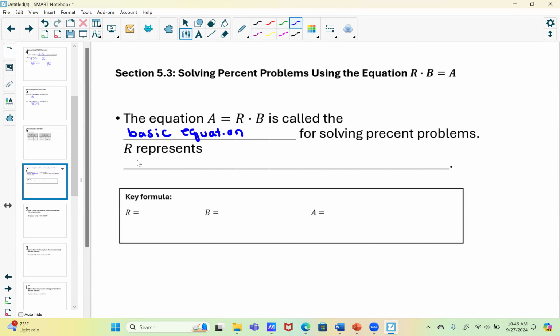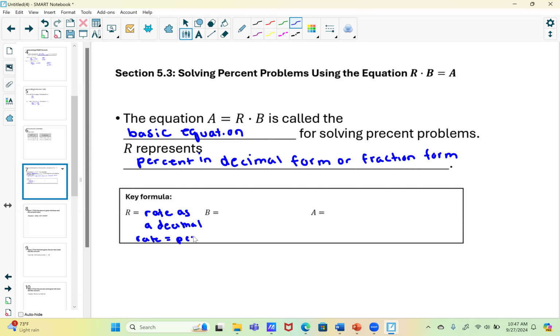Okay, and R represents the percent in decimal or fraction form, and we mostly will do decimal form. So it means we're dividing the percent by 100 to change it out of percent form. This equation helps us figure out whether we multiply or divide when taking percents of numbers. So the three parts are: R is the rate, or the percentage as a decimal. Again, rate is the same thing as the percent.